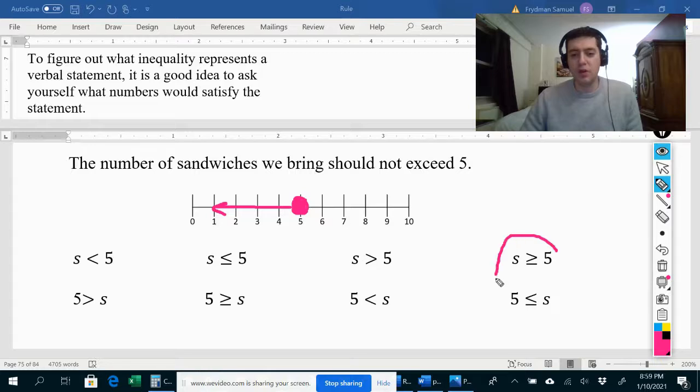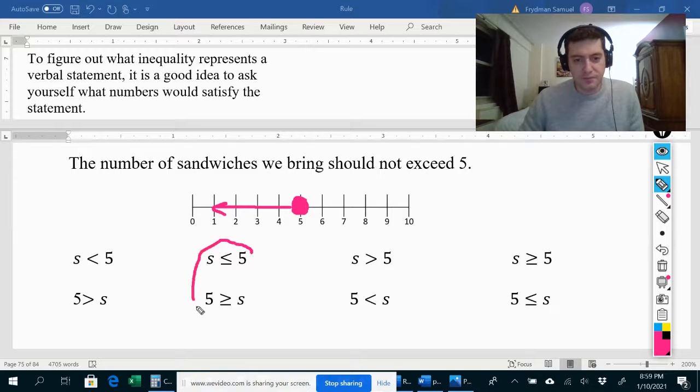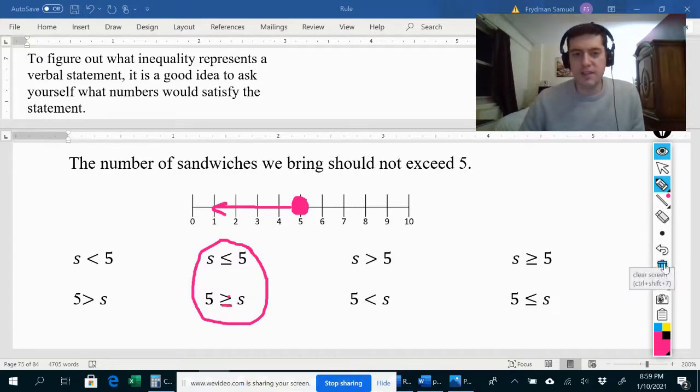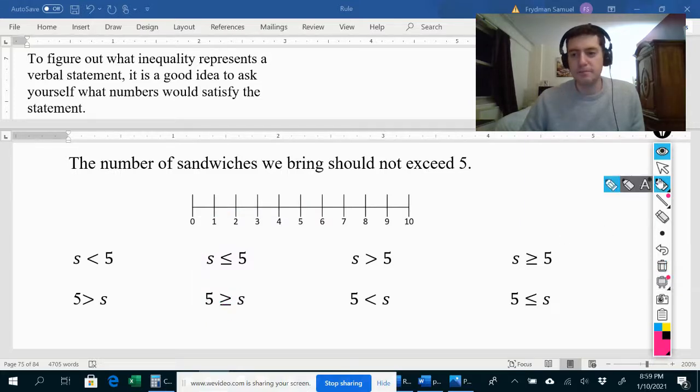And that means that we're going, no, I'm sorry, whoops. Oh, I went through this whole video without making a mistake like that, and then I just made it. Okay, so that means that for this one, we want the S, which is the number of sandwiches, to be less than or equal to 5. Okay, and I believe that's the last one.